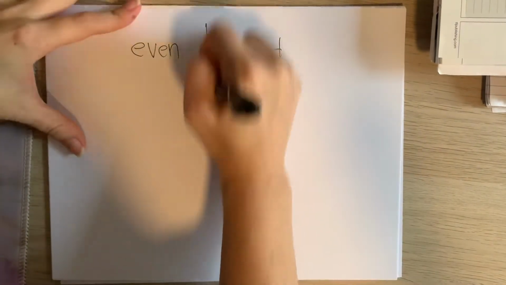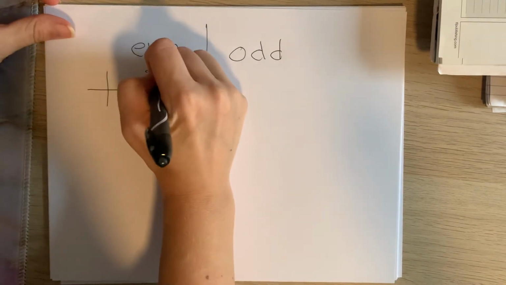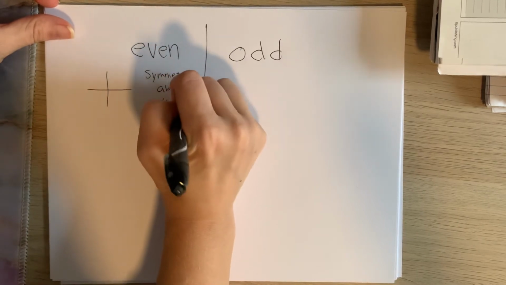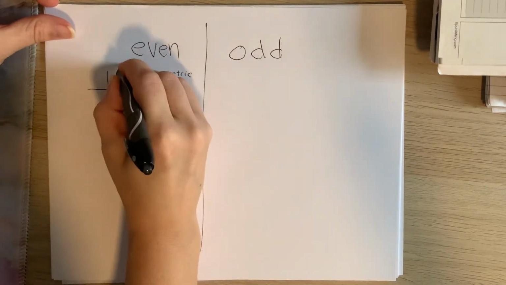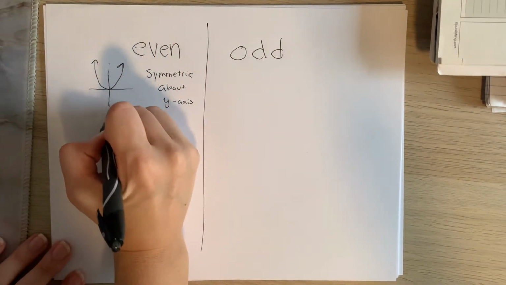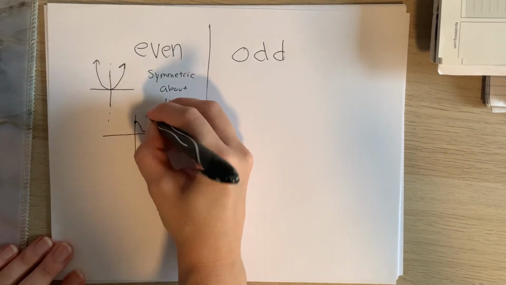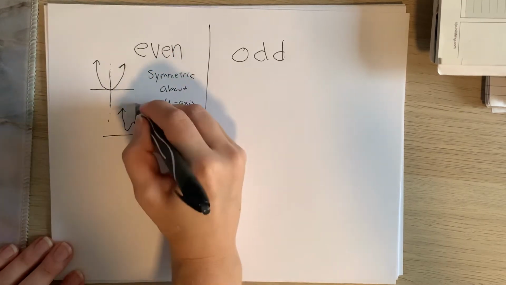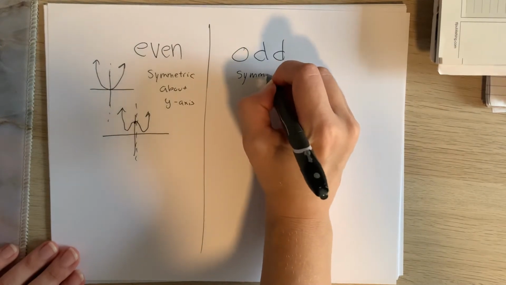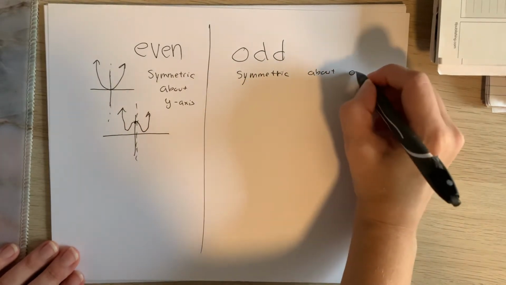So for the graph, your graph is even if it's symmetric about the y-axis. So this graph is even because it's symmetric about the y-axis. Or maybe this graph, symmetric about the y-axis. A function is odd if it's symmetric about the origin.